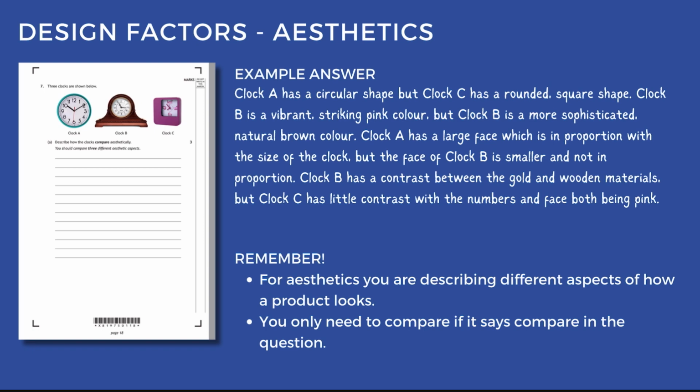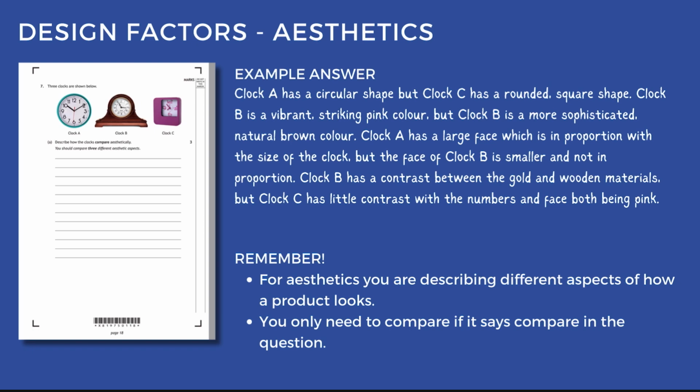They then talk about proportion and the change in size between clock A having a large face, which is in proportion with the size of the object, whereas clock B has a much smaller face in the kind of top right corner of clock C. Finally, they talk about clock B and there being a contrast between the gold and wooden materials. So in this case, although they're talking about materials, they have mentioned contrast, whereas they're showing that there's little contrast with clock C because everything within it is pink.